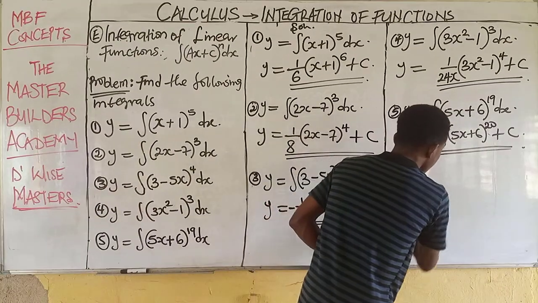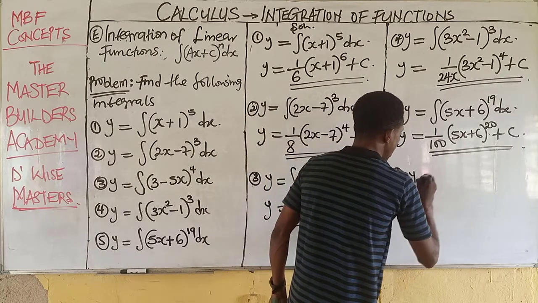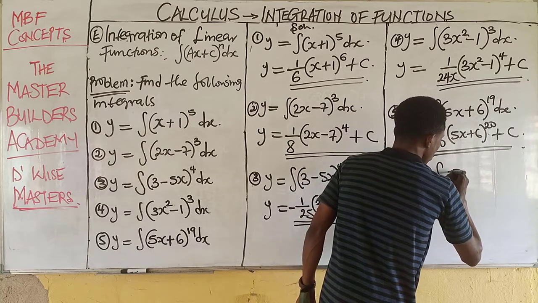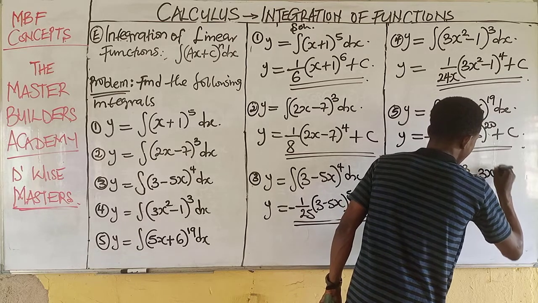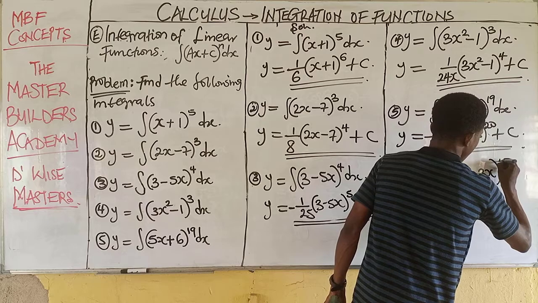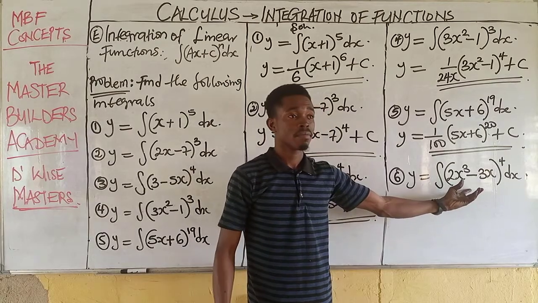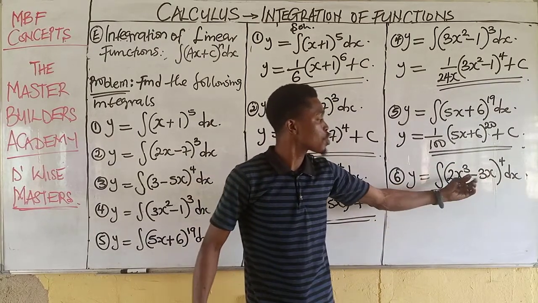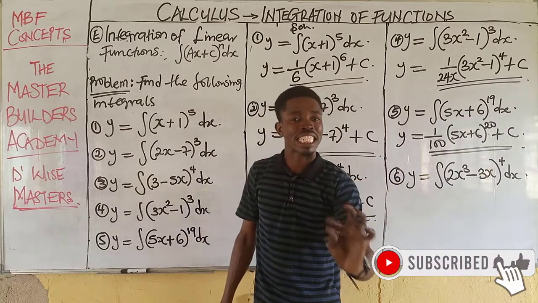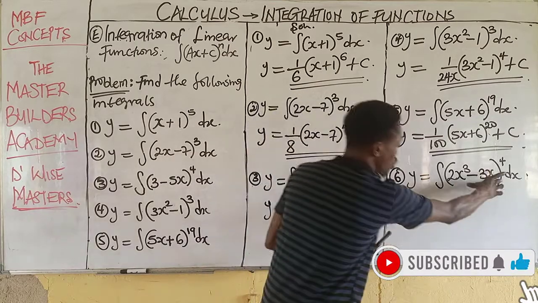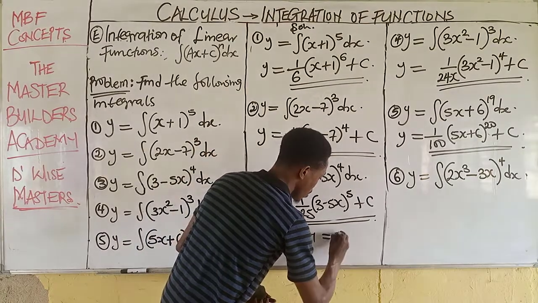Now, what happens if we have a question such as y is equal to the integral of (2x cubed minus 3x) all raised to the power of 4? How do I integrate this? Now, the first thing I do is to understand that this is integration of a linear function. And I need to identify the power, and the power of this function is 4. Pull down 4, then increase it by 1, and this will give us 5.